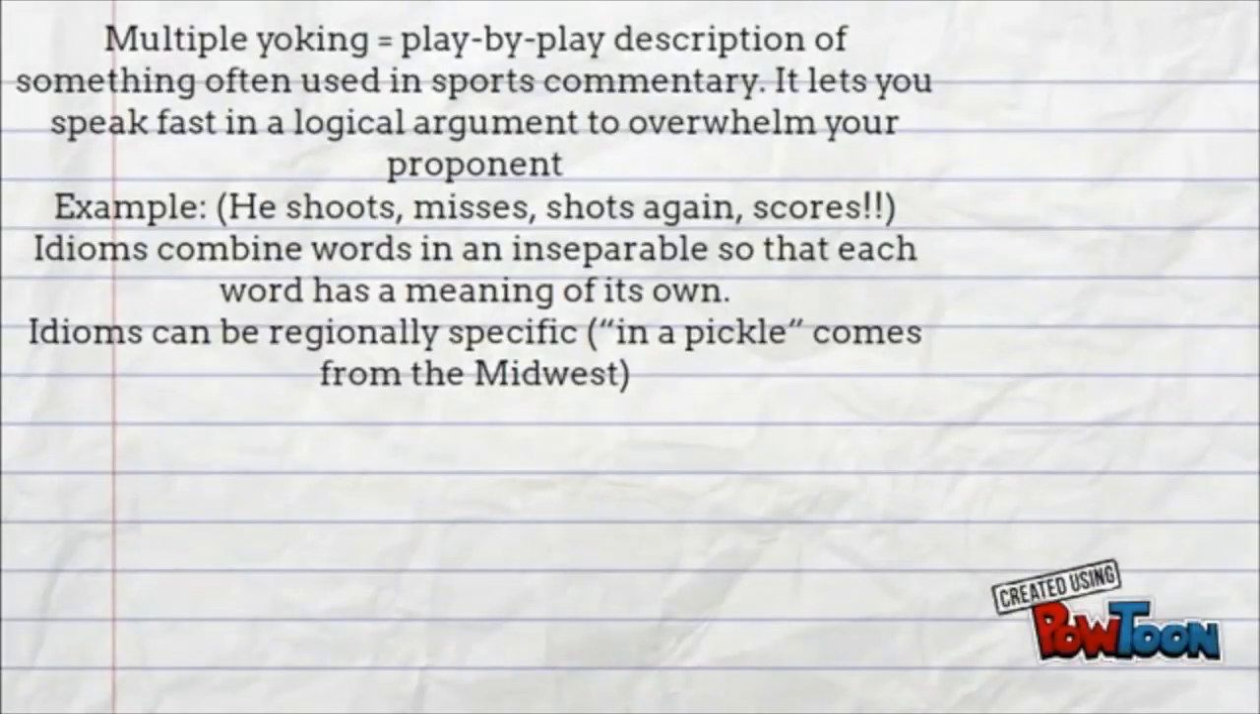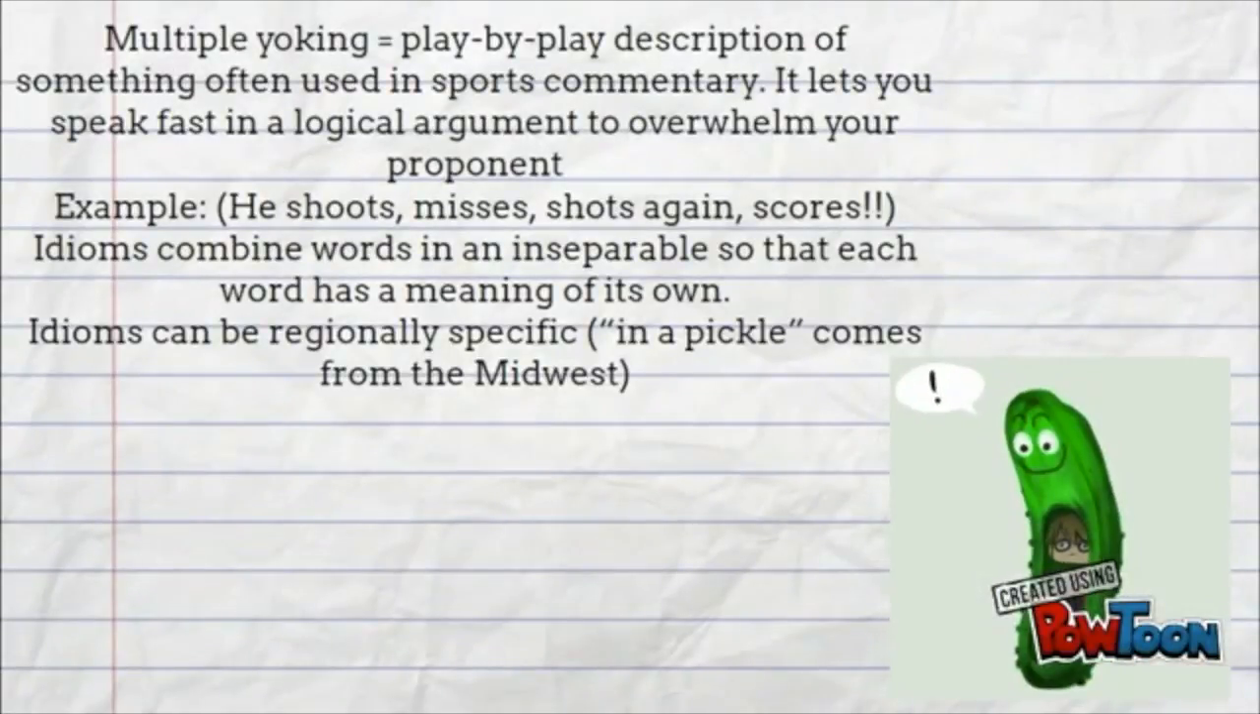Multiple yoking is a play-by-play description of something, often used in sports commentary. It lets you speak fast in a logical argument to overwhelm your opponent. Idioms combine words in an inseparable way so that the phrase has a meaning beyond each word's own.